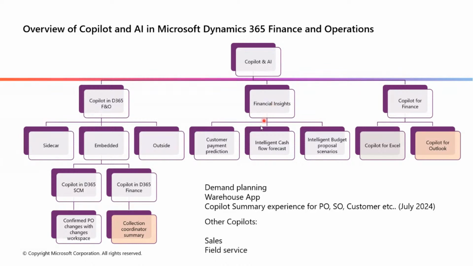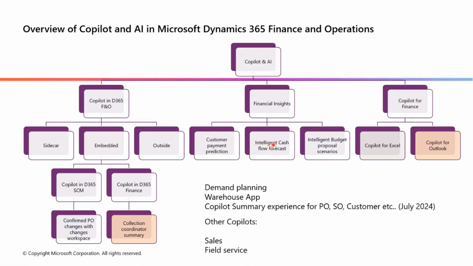Right now, there are three capabilities which Microsoft has released under this particular category. One is the customer payment prediction, intelligent cash flow forecast, intelligent budget proposal scenarios. Now, all these capabilities are based on your AI Builder, the AI model which Microsoft offers, which helps you generate the prediction for any customer for any particular transaction, that how likely you are going to get the payment from this particular customer on time, or it is going to be late based on the historical data which you have in the system.